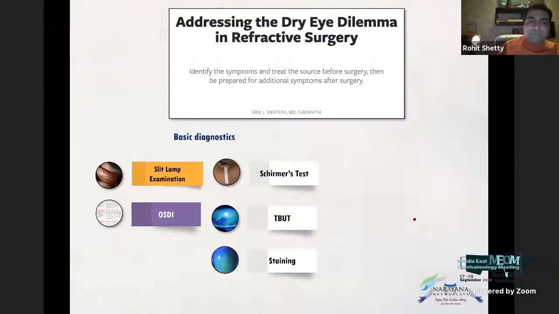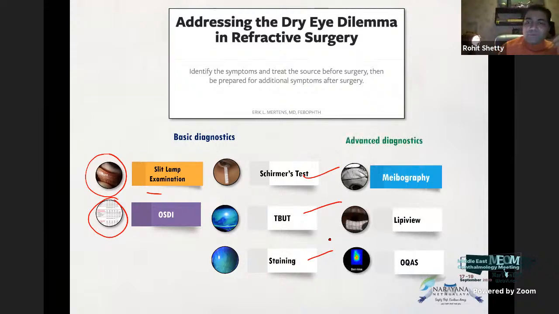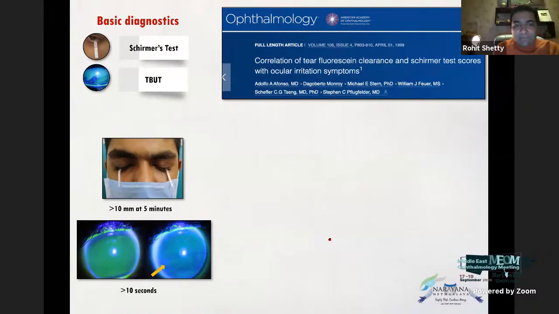The basic ones which we look at are the slit lamp. Look for the meibomian glands. The OSDI is very important. I use the OSDI scoring. The Schirmer's test and staining are very important because they tell us the state of the ocular surface. And advanced diagnostics like meibography, LipiFlow, and now you have the OQAS, the optical quality system, which looks at your tear film. And this is important.